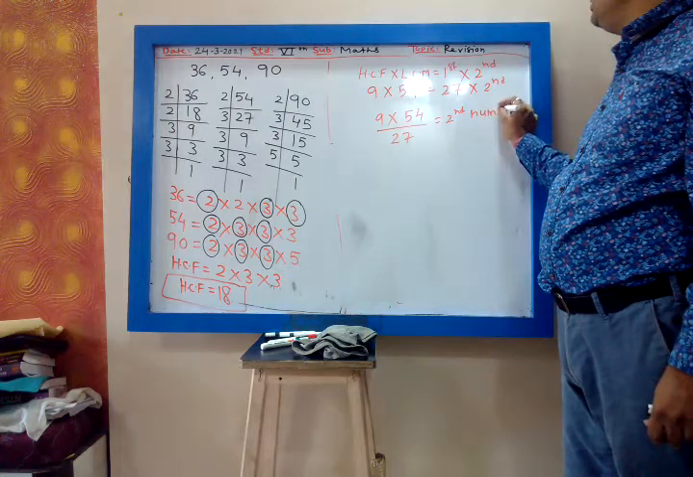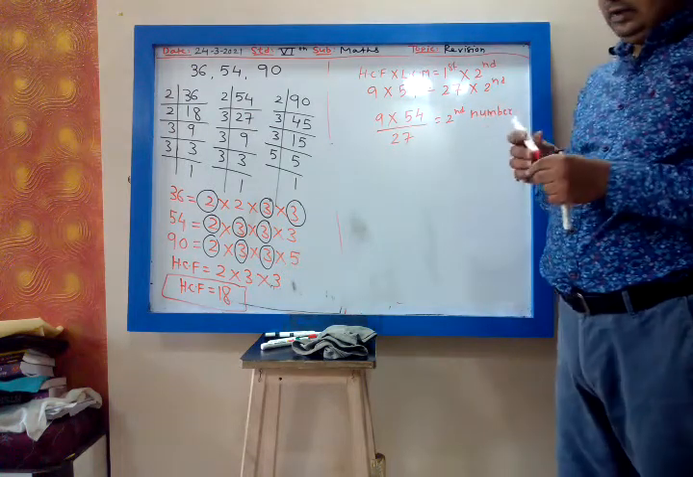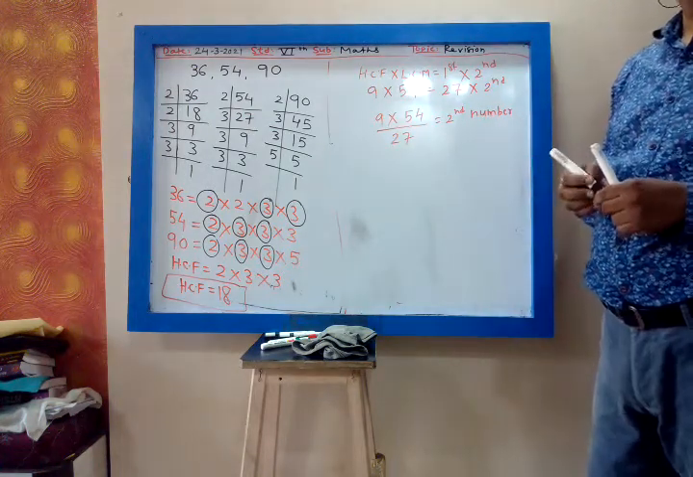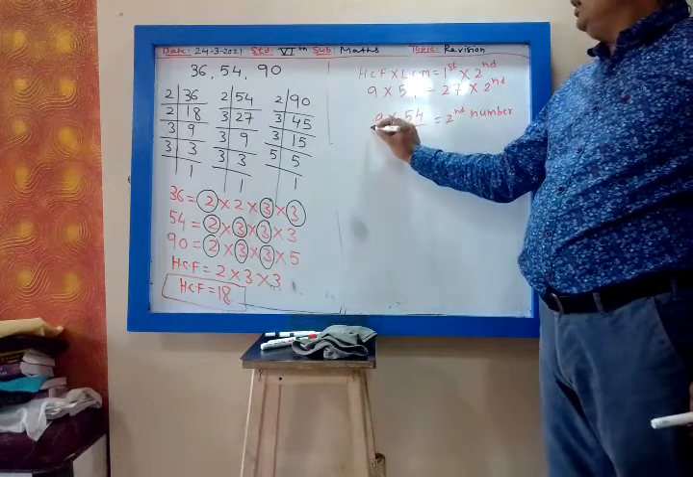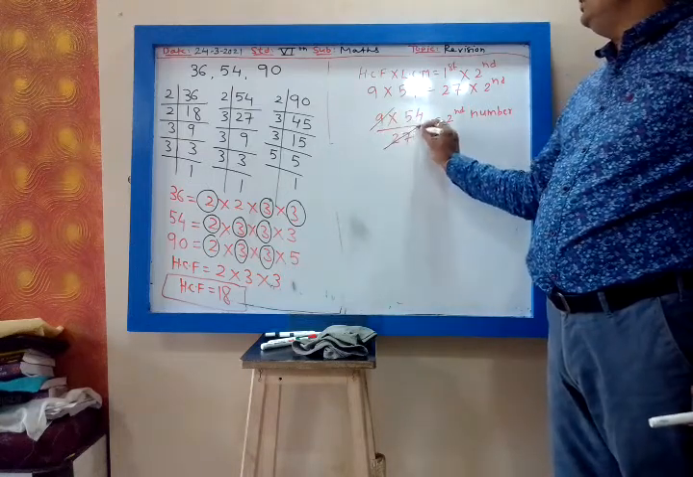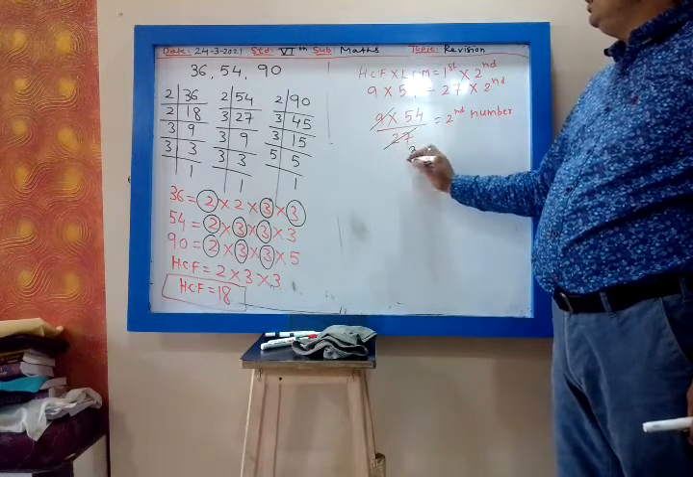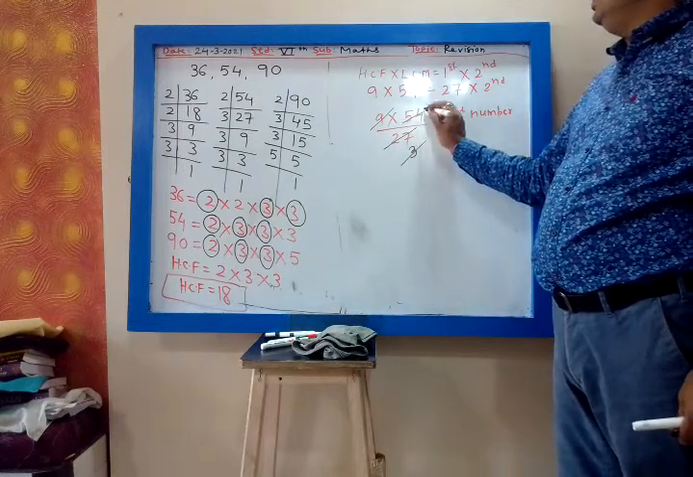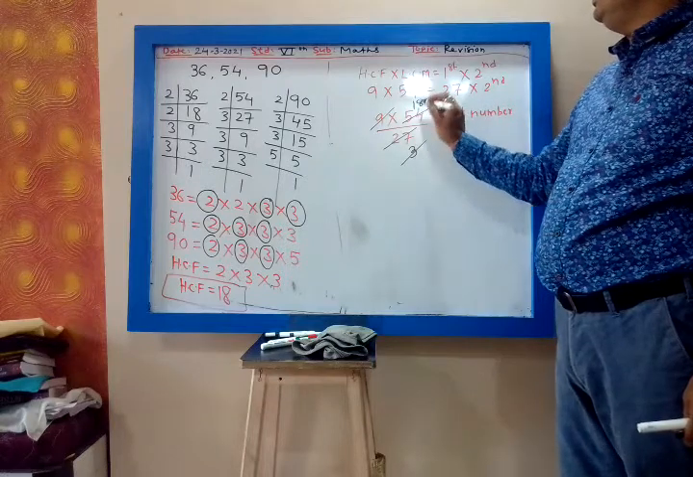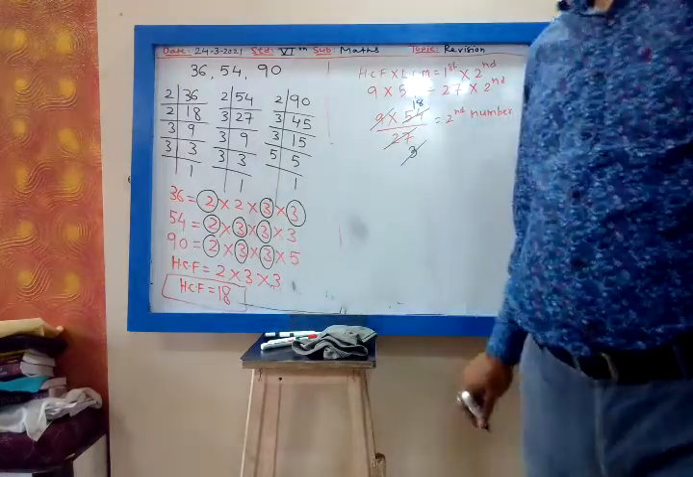Now we can cancel the numerator and denominator. 9 threes are 27. Then you can cancel 54 with 3. 3 threes are 9, 3 sixes are 18.